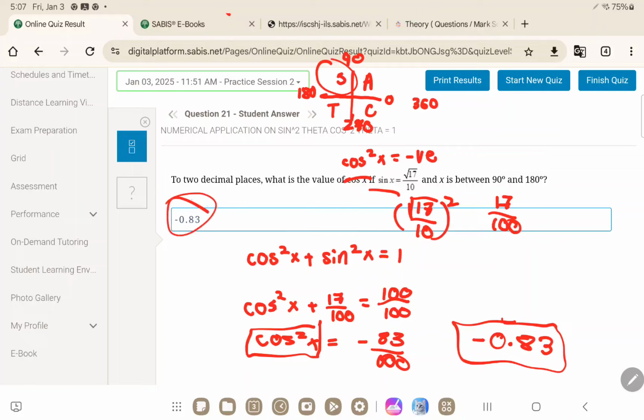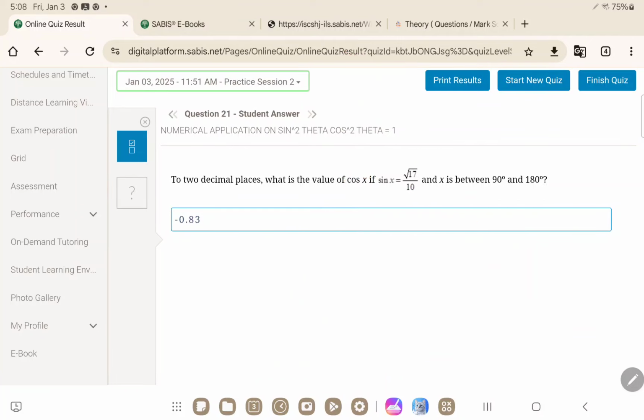But if they actually wanted cosine x, then you'd have to put this under the radical sign, and you'd get negative 0.911 or something like that, if you put it in your calculator. But if they meant cosine squared x, then this is your answer, and this is how you get it. Now, moving on.